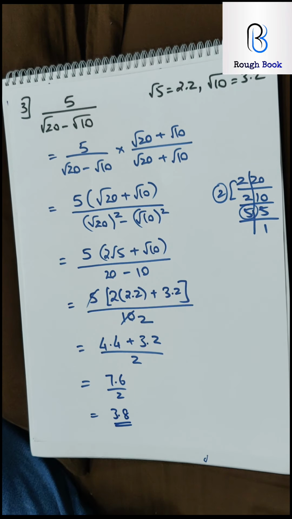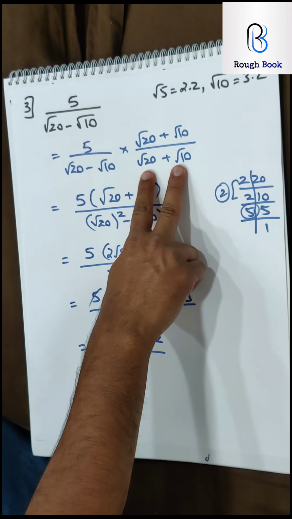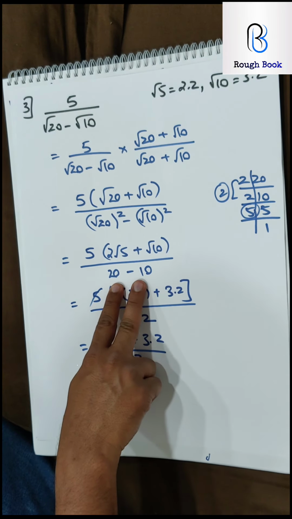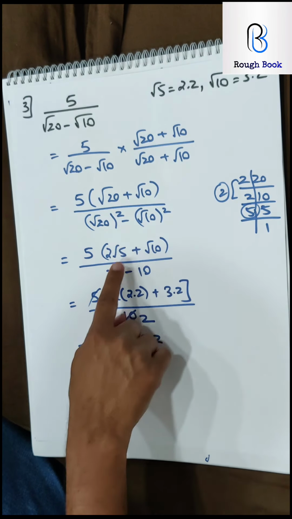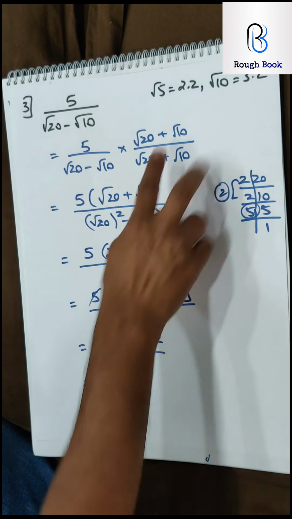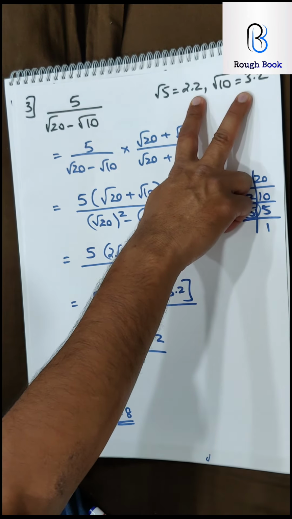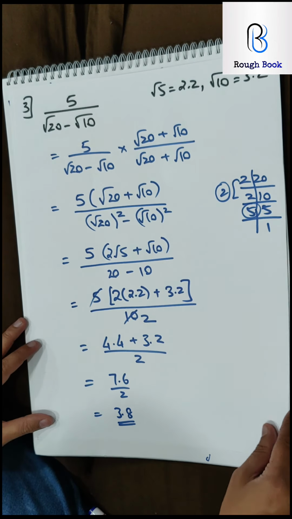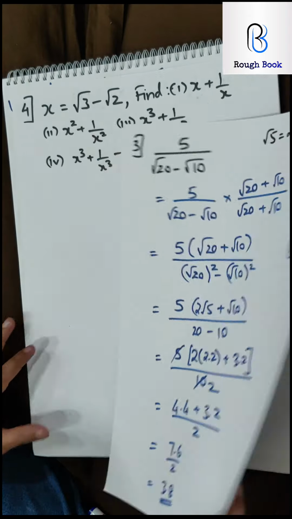Yeah, not a difficult question again. We just need to first rationalize. Once you've rationalized it, the root is gone, and in the numerator convert this root 20 into a mixed surd. Once you convert to a mixed surd, we can substitute the values of root 5 and root 10, don't forget that, and in the end you will get the final answer. Not a very difficult question, a good question.